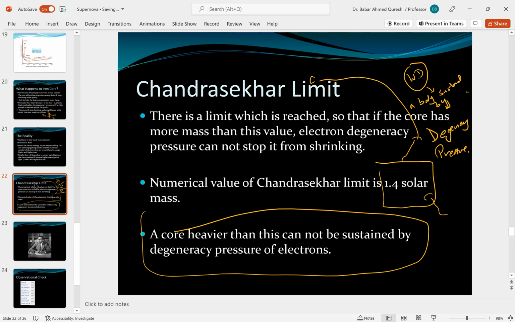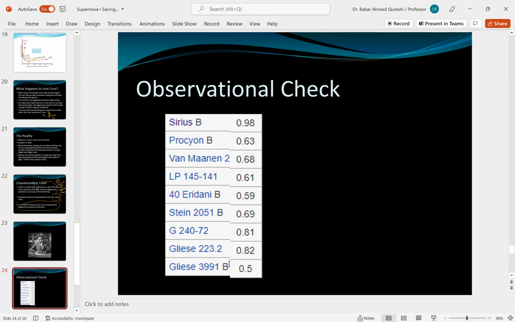That means we should not be able to find any white dwarf which is higher than this mass. And this is actually true. You can do a check of white dwarfs, how heavy they are. These are the masses given in solar masses. So Sirius B is 0.98, Procyon B, these are all different white dwarfs which people have observed. And you can see they're all less than 1.4. And actually, people have done a big survey, and not even one white dwarf has been found which is heavier than 1.4 solar masses.